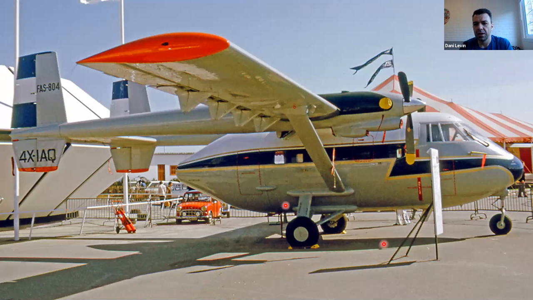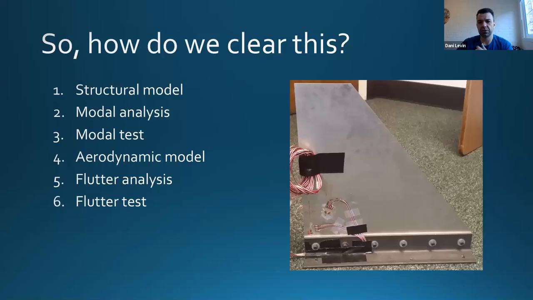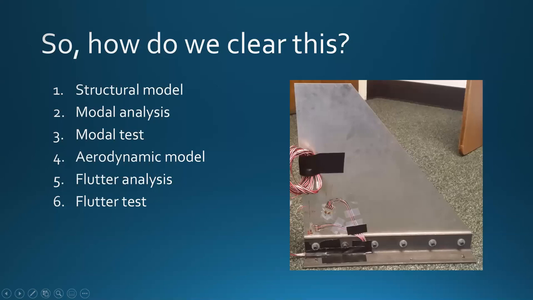So clearly, we don't like flutter in our aircraft, and the question is how do we clear this? How do we clear flutter from our airframe? I don't have a plane to show you, but I have this delta wing, which you are all familiar with, and I will go through all the stages that we go through in order to do this. We first build the structural model, run modal analysis, and do a modal test to verify the analysis. We build our aerodynamic model, run flutter analysis, and finally verify this with the flutter test. Any questions so far?